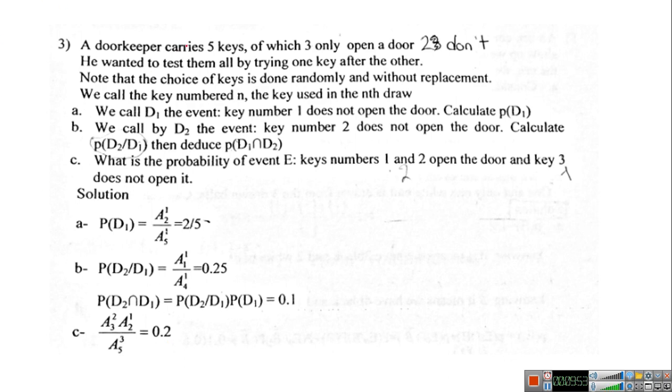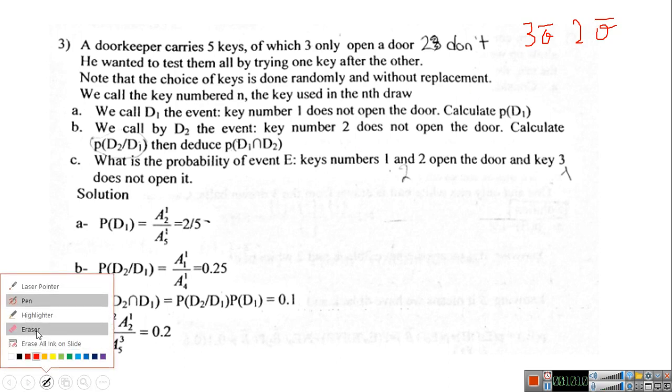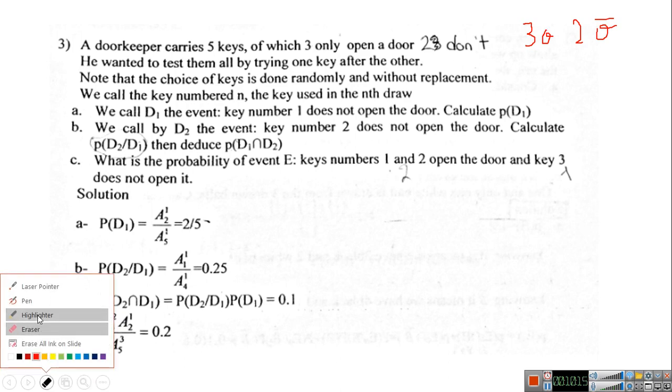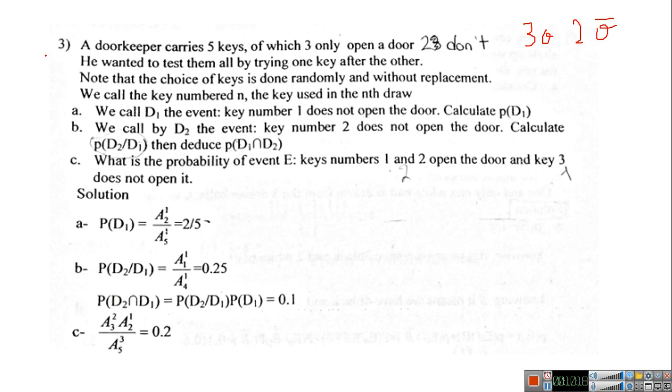A doorkeeper carries 5 keys, of which only 3 open a door. So 3 open and 2 open bar, it doesn't open. He wanted to test them all, trying one after the other. One after the other means I have an arrangement. Order is important. Note that the choice of keys is done randomly and without replacement, so arrangement and order is important.